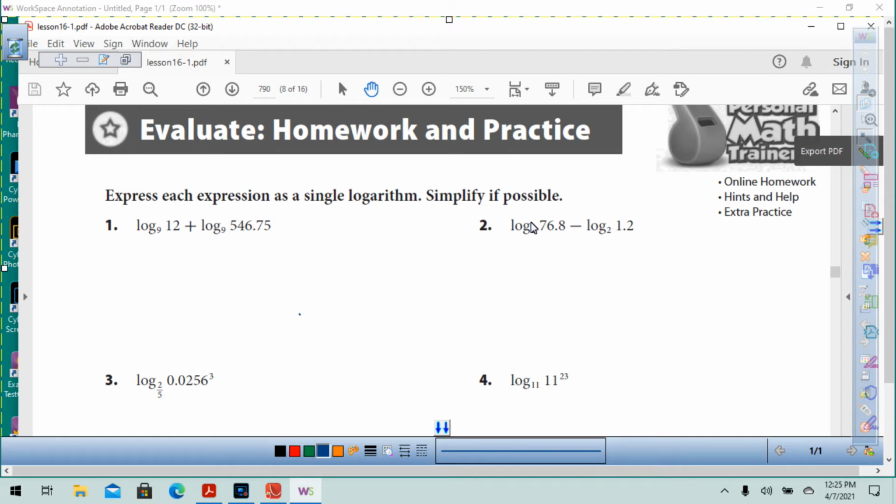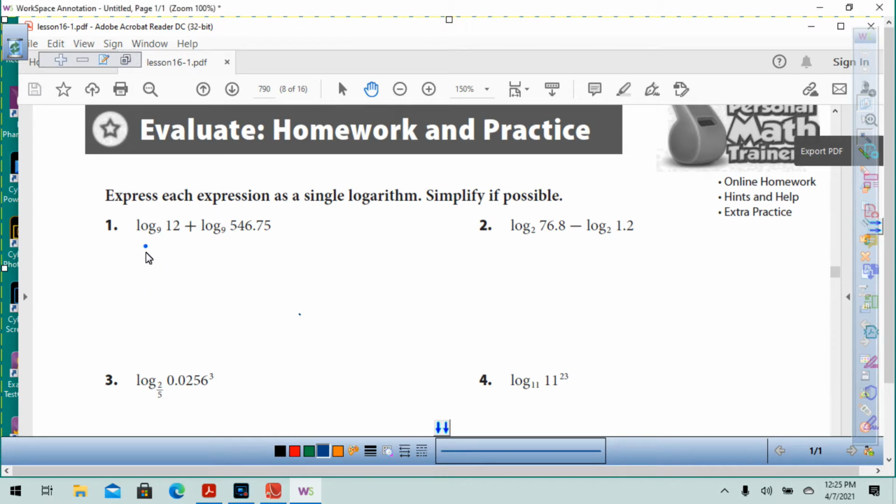Algebra 2, lesson 16.1, page 790. It says, express each expression as a single logarithm. Simplify if possible. So we have log base 9 of 12 plus log base 9 of 546.75.